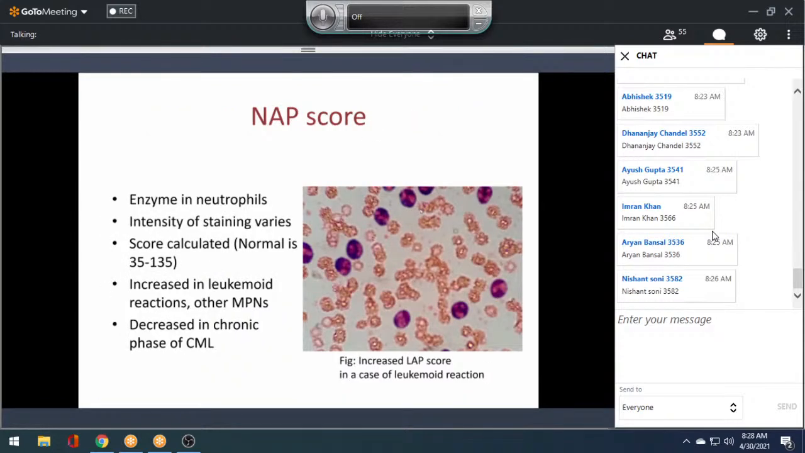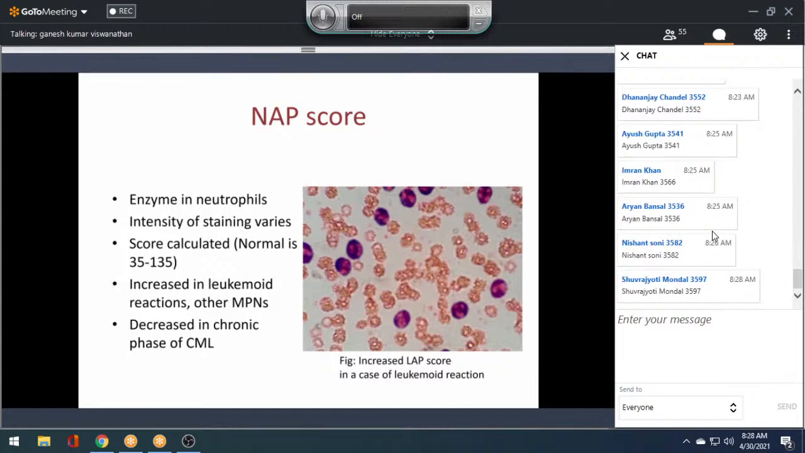So what is this LAP score or NAP score, neutrophil alkaline phosphatase score? Neutrophil alkaline phosphatase is an enzyme which is present within the neutrophils here. So these are the neutrophils. All these cells are neutrophils here. This is a neutrophil. This is a neutrophil. They look different from what we normally see because this is not a normal stain. This is a leukocyte alkaline phosphatase stain.